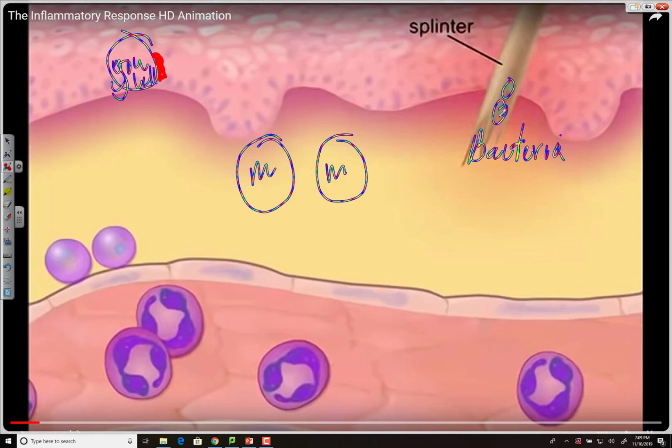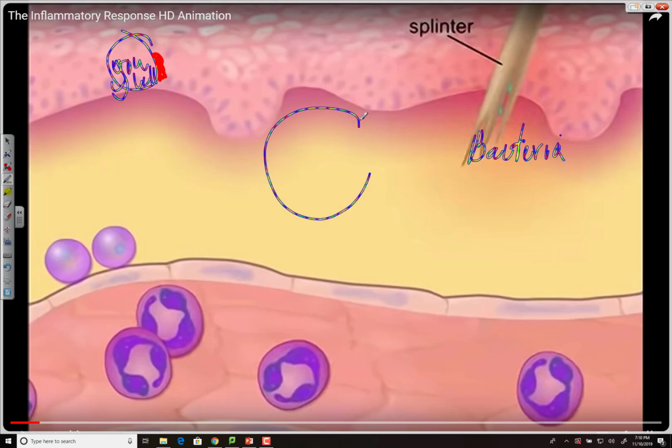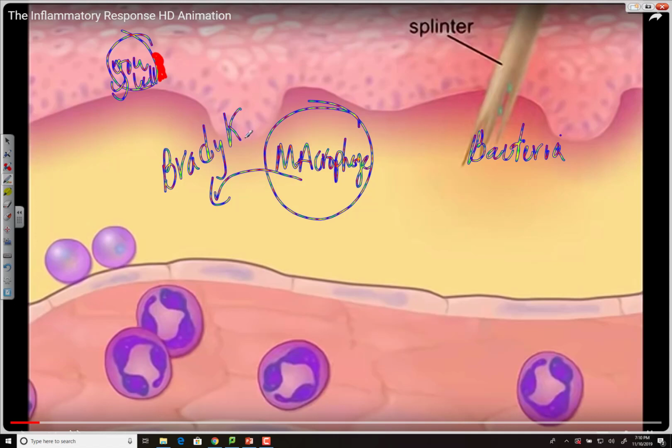What don't these bacteria have? The major histocompatibility complex. So what are the macrophages going to do? They're going to go and eat that bacteria. So when the macrophages eat the bacteria, they get turned on. They're activated. And what the macrophages do is release chemicals called bradykinin. Bradykinin has a lot of functions, but the function I want you to know is that bradykinin will stimulate mast cells to release histamine.